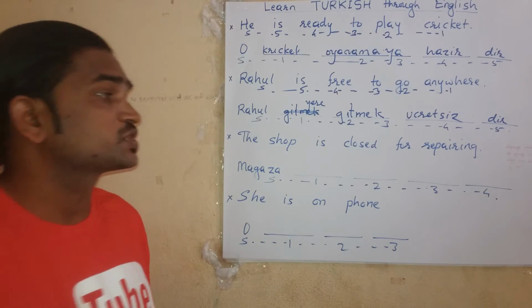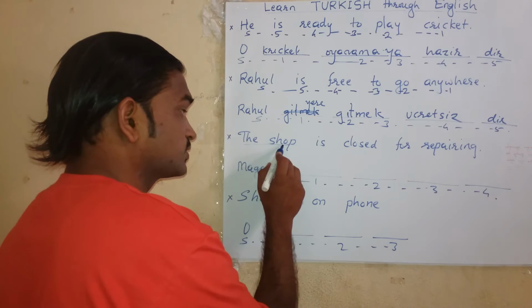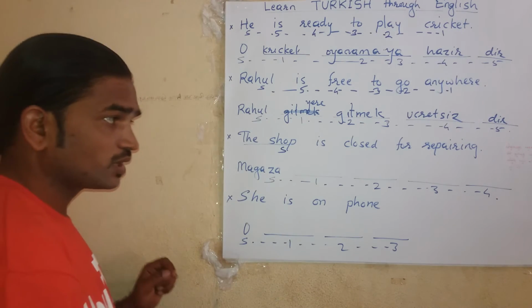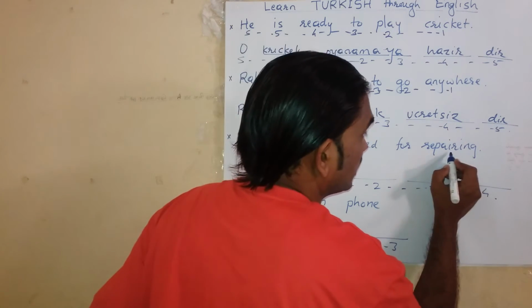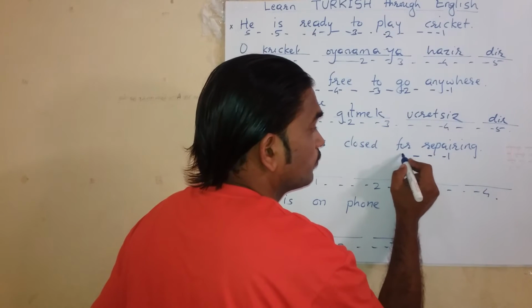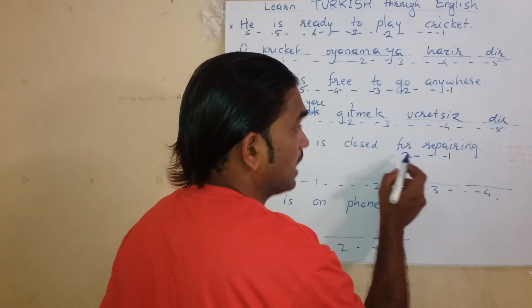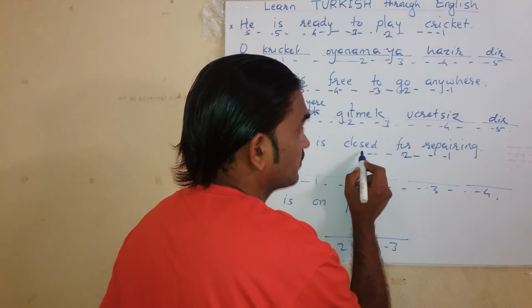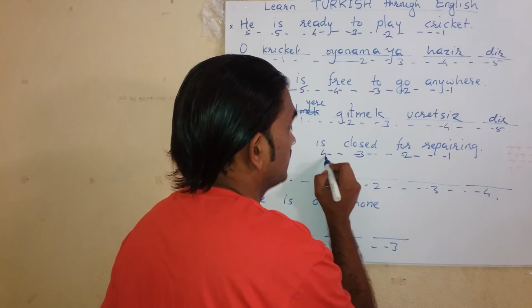The shop is closed for repairing. The word for shop is magza. The word for repairing is tamiri. The word for for is isin. The word for closed is kapli. The word for is is dir.